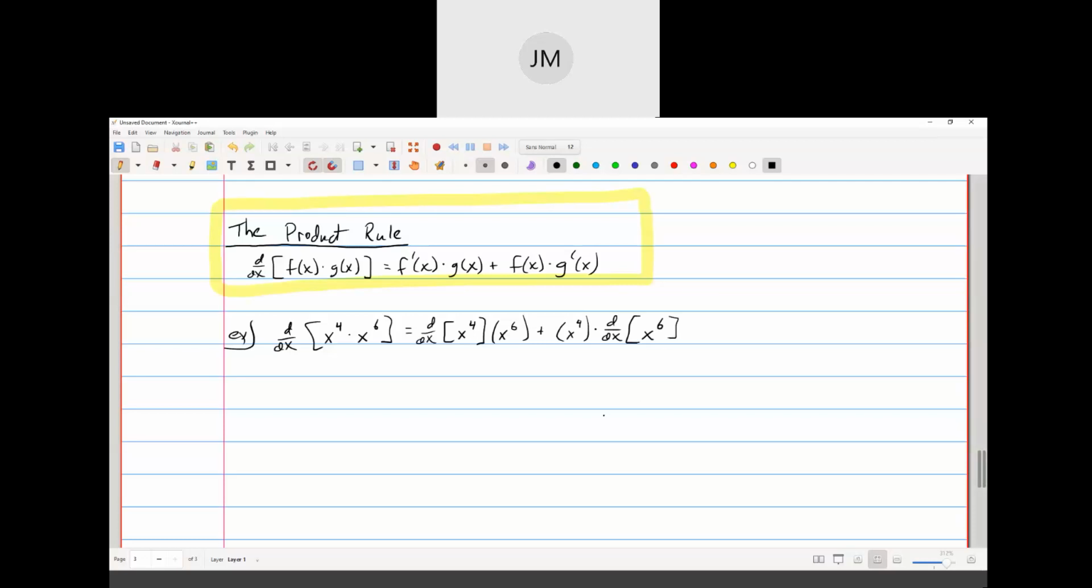Okay, so what I've done here is I've applied my rule, but I only want to do one step at a time. So I don't want to be taking derivatives while I'm writing out my derivative rule, so I use these placeholders instead. I still have to differentiate x to the 4th, and I still have to differentiate x to the 6th. Okay, so in this step, all I did was the product rule. Okay, now in the next step, what I'm going to do is the power rule.